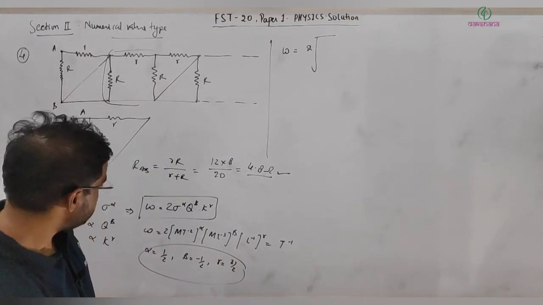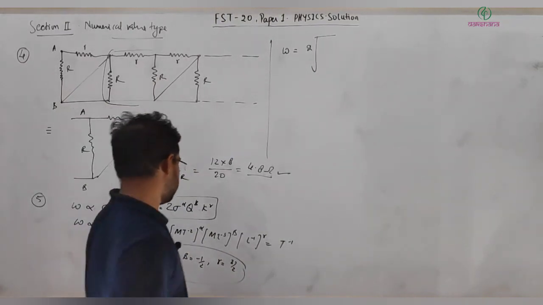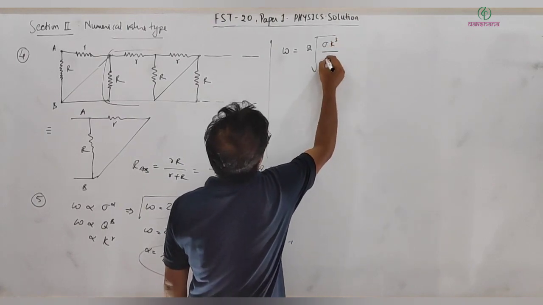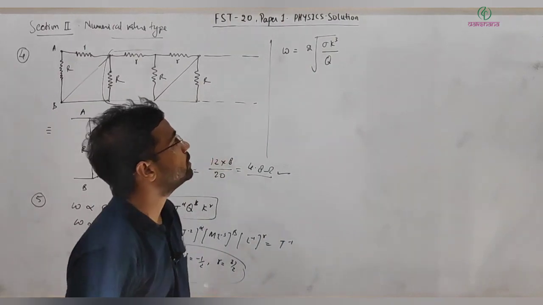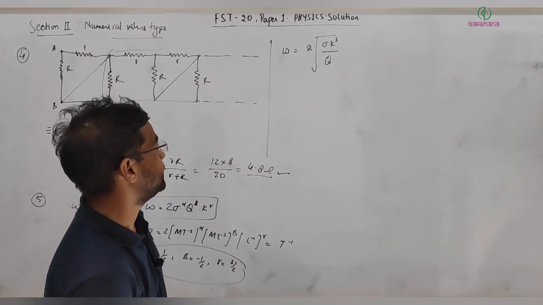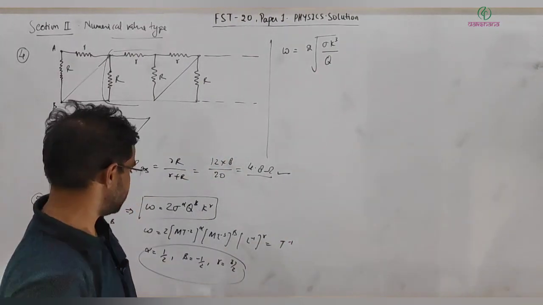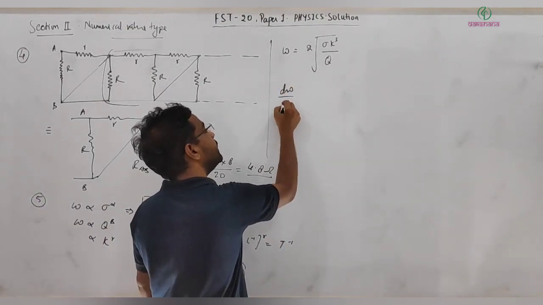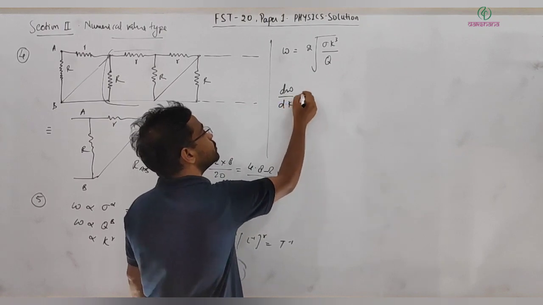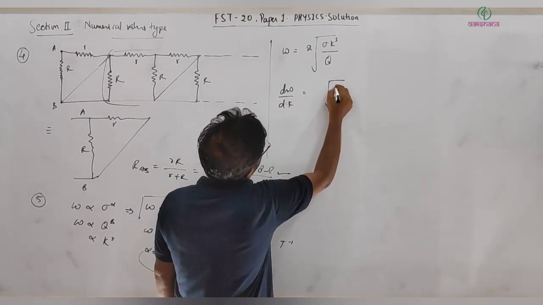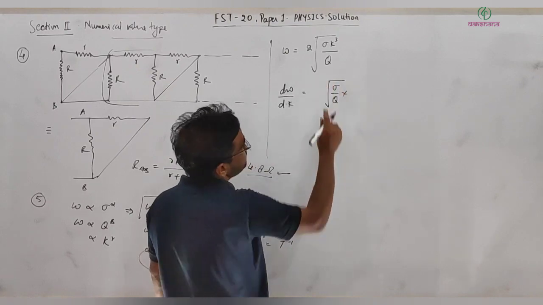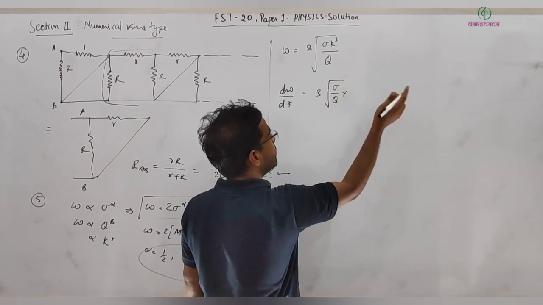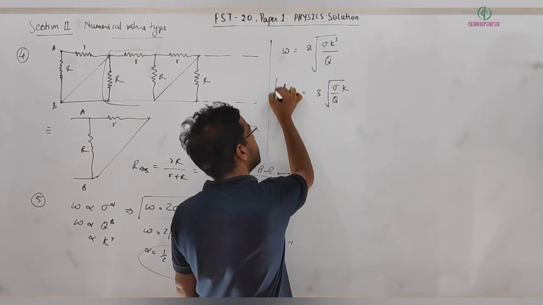a sigma into q is minus, so sigma k power 3 divided by q, this is your omega finally, and then k power minus half. Then d omega by dk, differentiating, so this is under root sigma by q which is constant, this is k power 3 by 2, so 2 gets cancelled, it's 3, and k power 3 by 2 minus 1, then it will also come under like this.